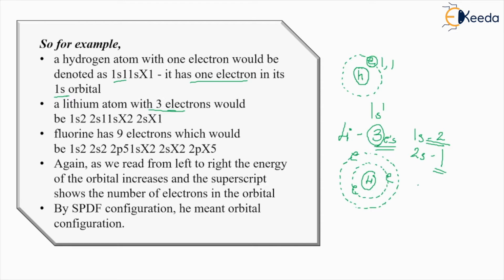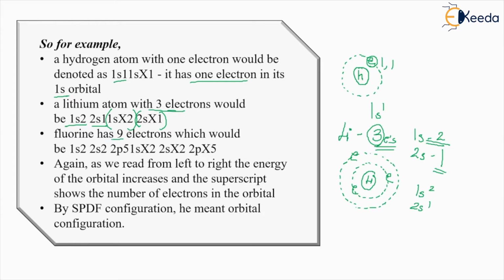So what does it become? 1s2, 2s1. Correct? So this is how it is. 1s2, 2s1. Correct? Why? Because in the 1s you have 2 electrons, and in the 2s you have 1 electron.